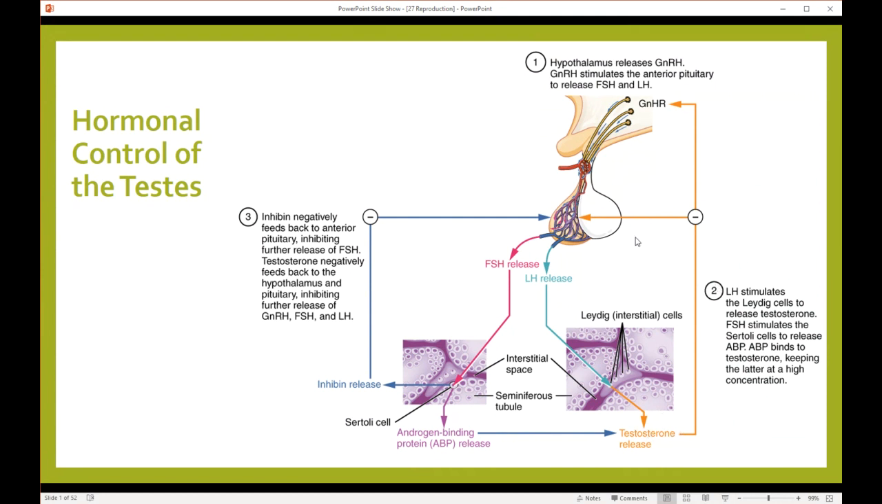This is a negative feedback loop, so as we get more of this, then we're going to turn this off. Okay. We also have inhibin. Inhibin is going to negatively feedback as well to that anterior pituitary so that it can inhibit the further release of FSH, or follicle stimulating hormone. The testosterone is also going to negatively feedback.